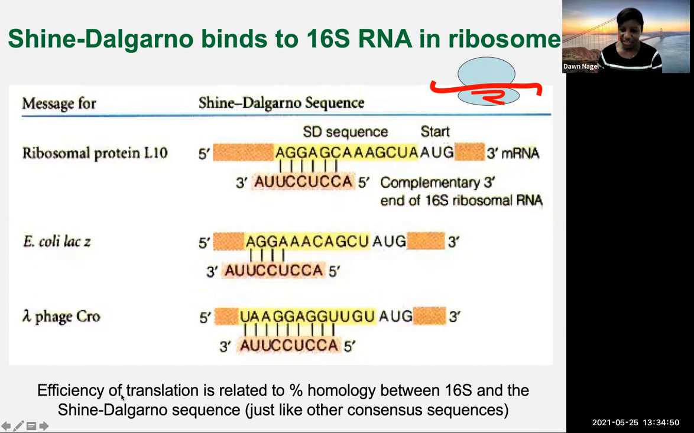Of course, this is related to the efficiency of translation, right? If you have 100% homology, you can see here you have more homology, or here you have way more homology than here, and then here is less homology. So this would be really highly efficient at translation compared to one that's less. It just depends on how that base pairing occurs and how similar they are to the consensus sequence for the Shine-Dalgarno region, okay?